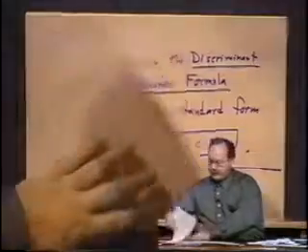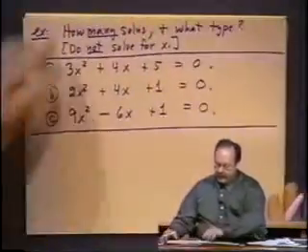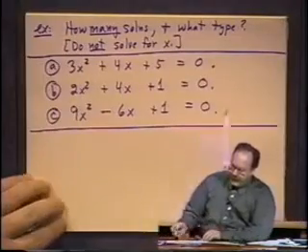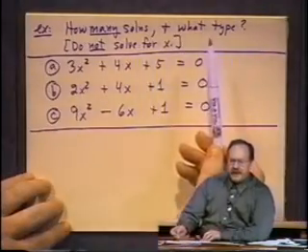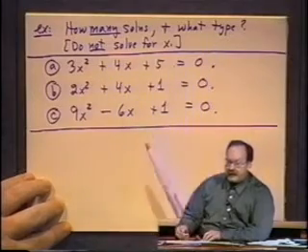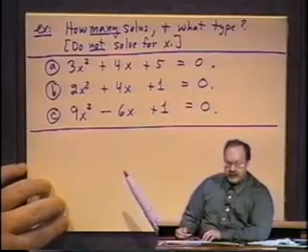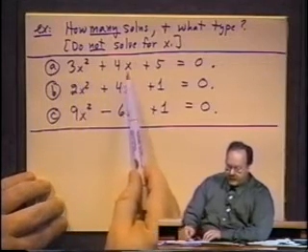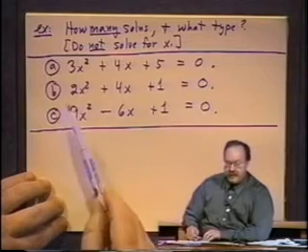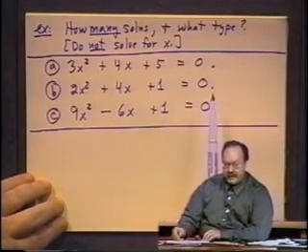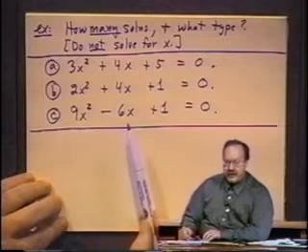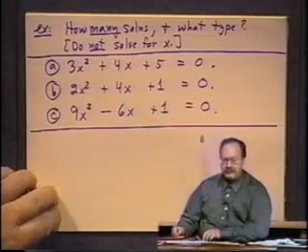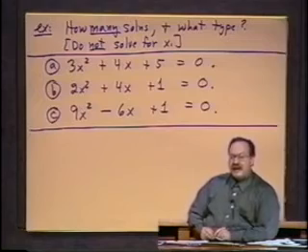Now it's time for a problem, so let me pose one to you here. Here's the problem. Find out how many solutions and what type. Do not solve for x. I don't want you to find the solutions. I just want you to tell me how many there are and what type. Number A is 3x squared plus 4x plus 5 equals 0. B is 2x squared plus 4x plus 1 equals 0. And C is 9x squared minus 6x plus 1 equals 0. So we'll pause here and give you a chance to try this, and I'll be back.